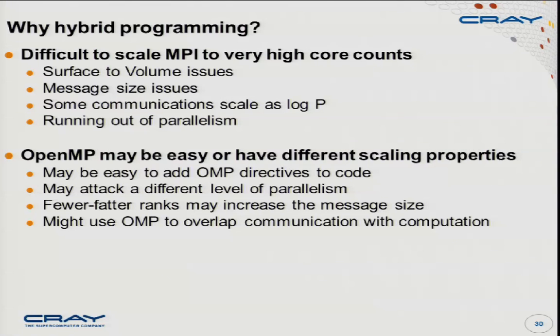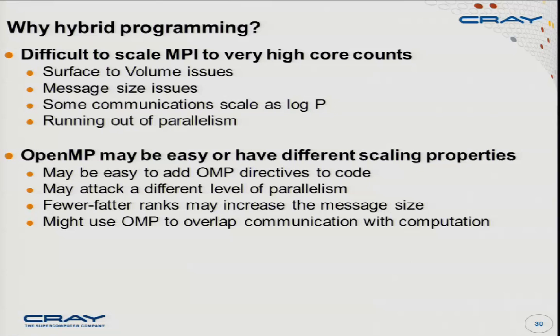OpenMP may be easy or have different scaling properties. That's another reason. Actually, it's pretty easy to add OpenMP directives. And if it's obvious and you can easily do this, boom, boom, boom, boom, maybe you can do this. Maybe it takes you a week or two. Maybe it takes you longer. But it might be a lot simpler than really trying to get the MPI to go any higher. Maybe it can attack a different level of parallelism.